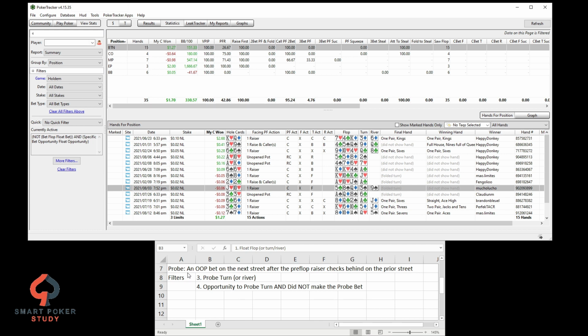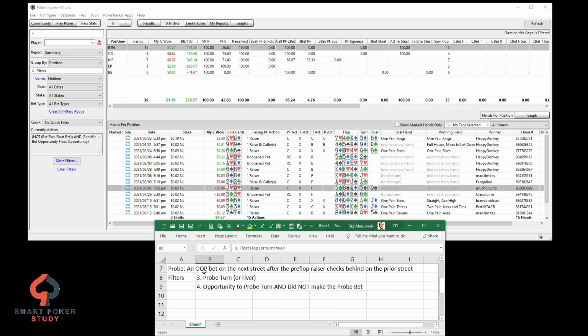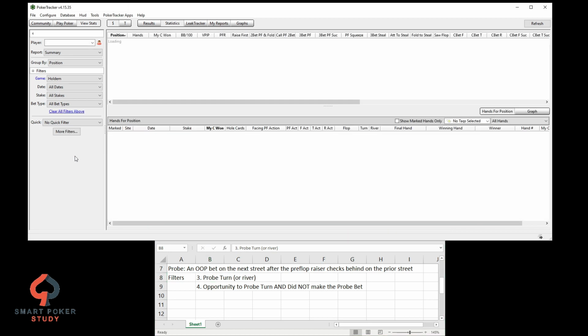Now, the other play that's related to floating, it's probing. Now, this is an out of position bet on the next street after the pre-flop raiser checks behind on the prior street. So same situation, but the c-better checked and we're out of position. The first filter you want to run is probe on the turn or the river, but we're looking at turn today. So let's clear the filters.